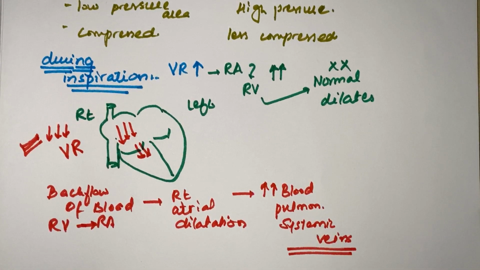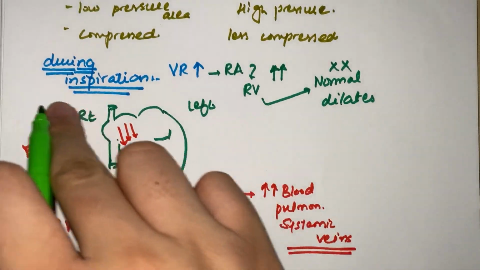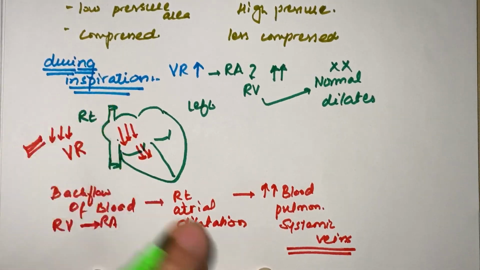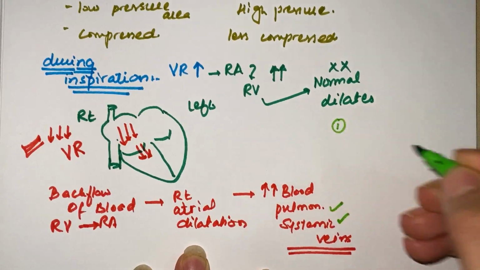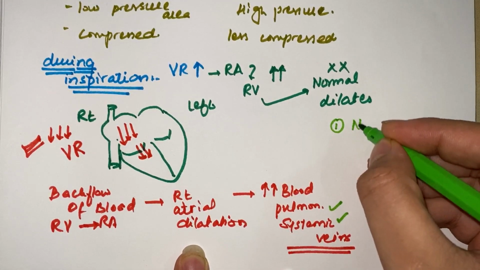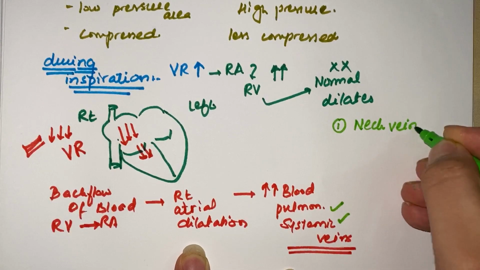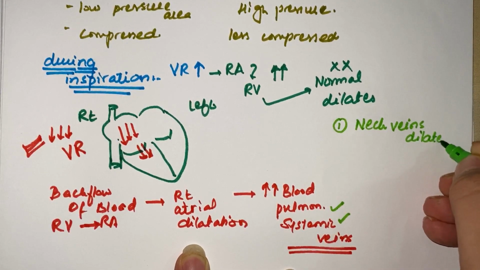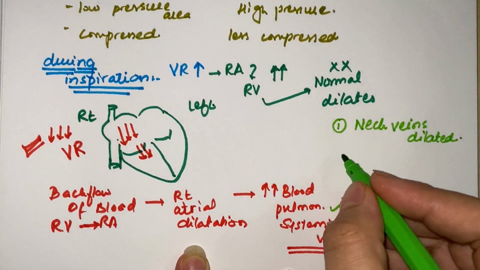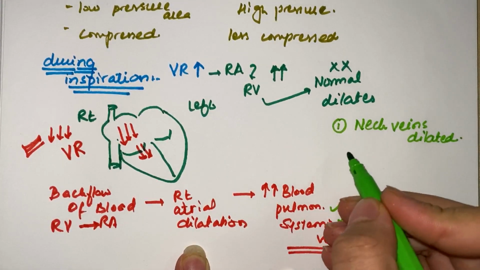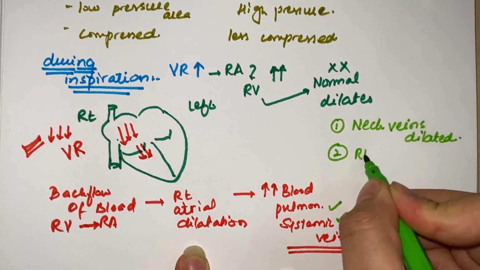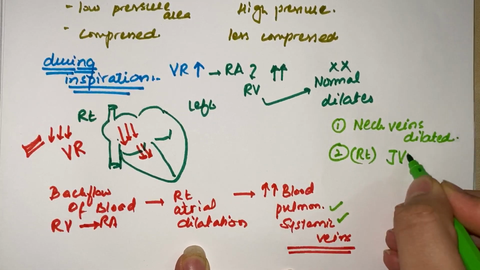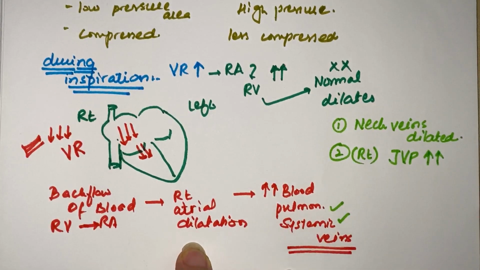Fine. Now, taking another pen, what will happen with this reduced venous return? When the venous return is reduced, there is backflow of blood in the pulmonary veins and the systemic veins. Now, because of this backflow of blood, will our neck veins be dilated? Of course, yes. So, neck veins will be dilated. Will the jugular venous pressure within the neck vein, particularly on the right side, be raised? Why? Because the right side is more affected. So, particularly the JVP, jugular venous pressure, will be raised. Of course, yes, it will be raised.